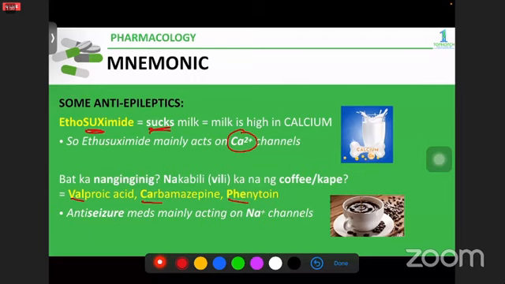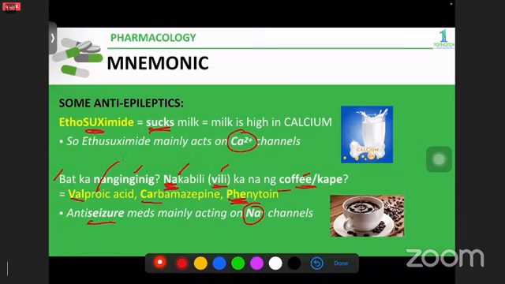So ito, inisip ko, these are the anti-seizure meds acting on sodium channels, yung tatlo. If you want a crazy, corny mnemonic: ba't ka nanginginig? So seizures, nakabili ng coffee. So your sodium channels: valproate, your carbamazepine, and your phenytoin. Okay? Or tandaan nyo na lang yung tatlo.